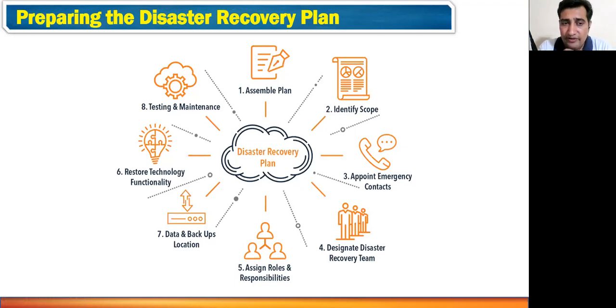And then we also have to think about data and backup locations, restore technology and functions. And finally, when everything is ready, then you need to test out your entire disaster recovery plan. So this is how the entire disaster recovery flow works.